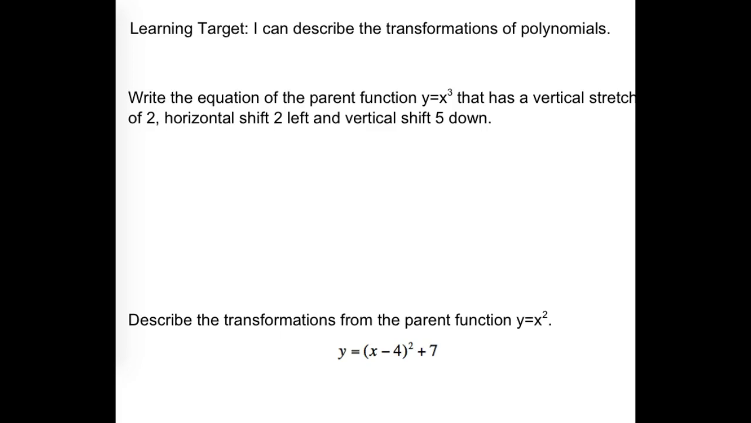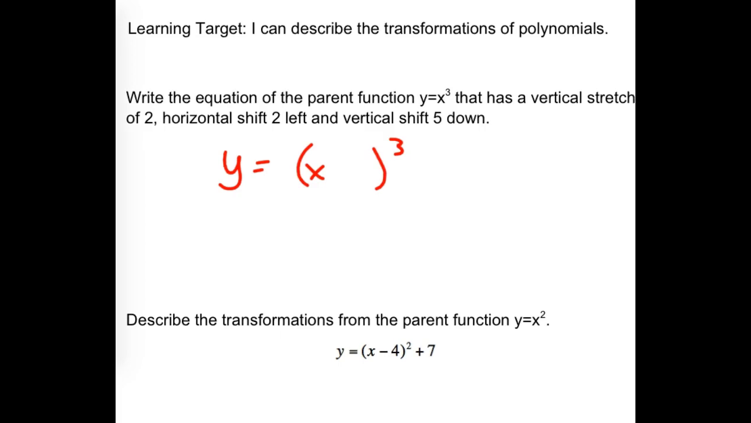Our next learning target. I can describe the transformations of polynomials. It says write the equation for the parent function, y equals x cubed, that has a vertical stretch of 2, a horizontal shift left of 2, and a vertical shift moving down 5. Okay, so we are going to start with our parent function, y equals something cubed. Yes? That's our parent function. Now we're going to do some things to it. If we want to have a vertical stretch of 2, where would I put that 2? Goes in the front. All right, so I'm going to put a 2 here to be a vertical stretch.